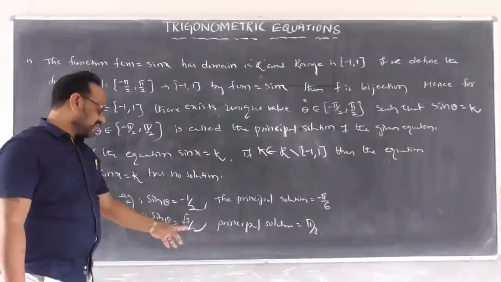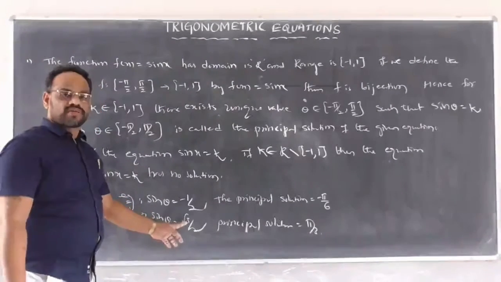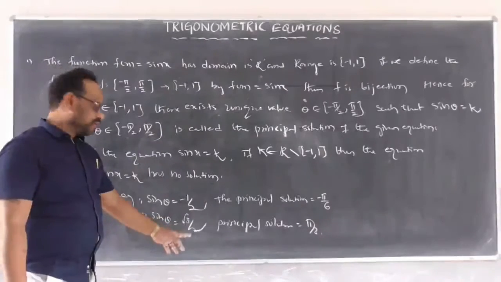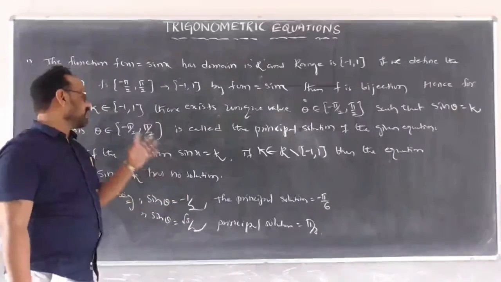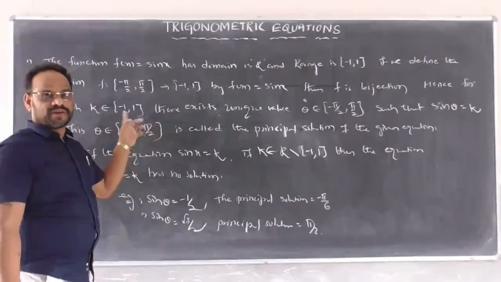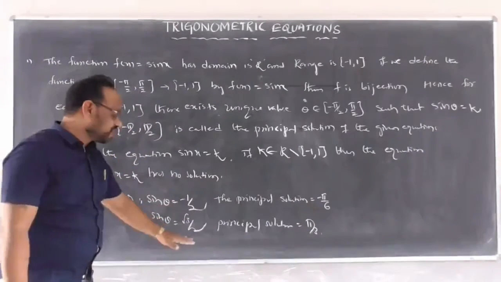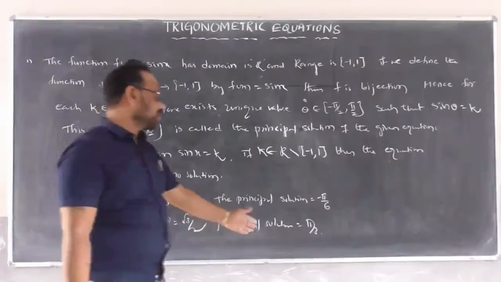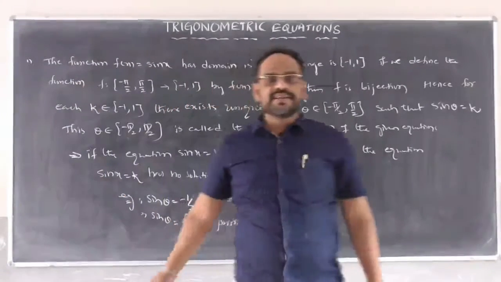Here also sin theta is equal to square root of 3 by 2. We already know that root 3 value is 1.732, divided by 2 we get 0 point something. Clearly 0 point something also lies between minus 1 and plus 1. In this situation also we have a principal solution, that is pi by 3.